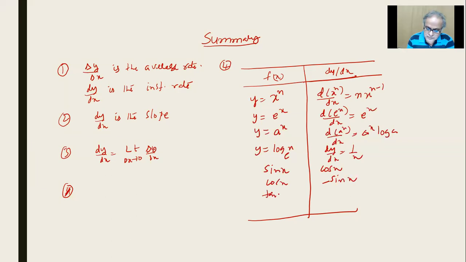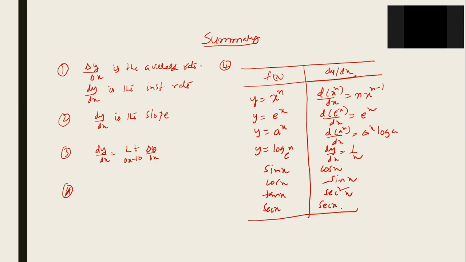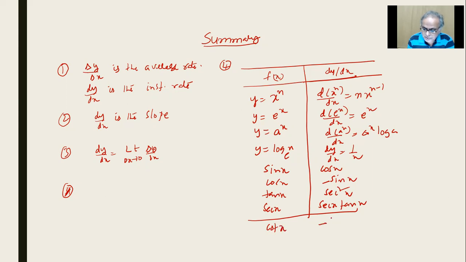Tan x: secant square x. Secant x: secant x tan x. Cot x: minus cosecant square x. Then cosecant x: minus cosecant x cot x. After that, there are 3 formulas.